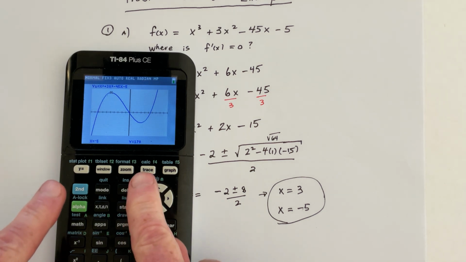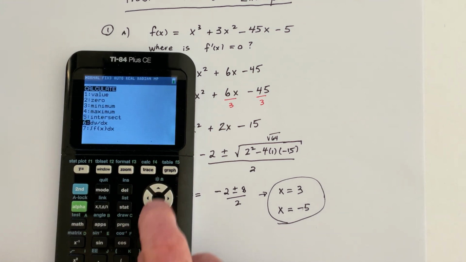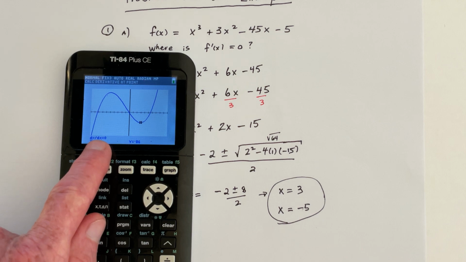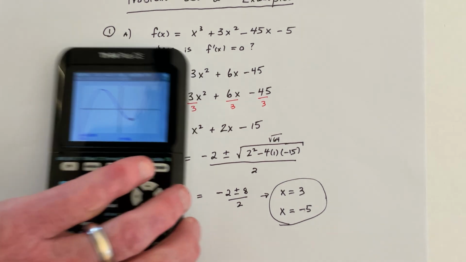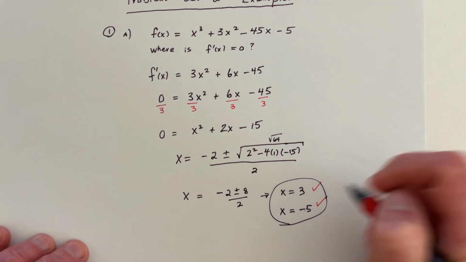Yet another way you can check your answer is go to second calculate. And if you go to number 6, that's the derivative. So find out the derivative when x equals 3. And then right there, it says the derivative does equal 0. Okay, so I've thoroughly checked. This is correct.